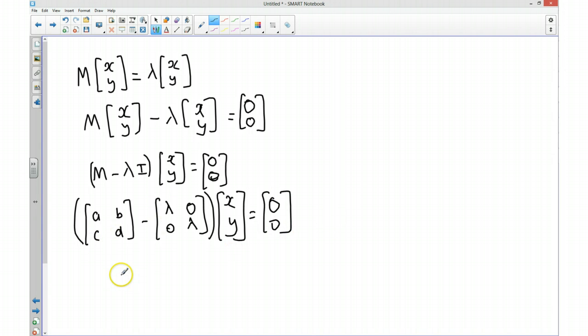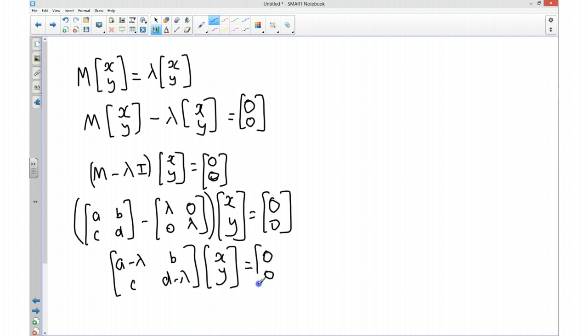Okay, and I'm just going to simplify this a little bit, so I'm going to write this as a single matrix. So I've got A take away lambda, 0, A take away lambda, B, and I've got C, and I've got D take away lambda over here. So that's my matrix, and if I times it by my point xy, I want the answer to be 0, 0.